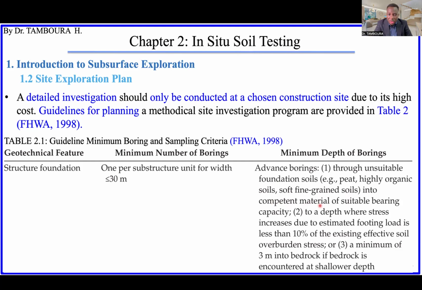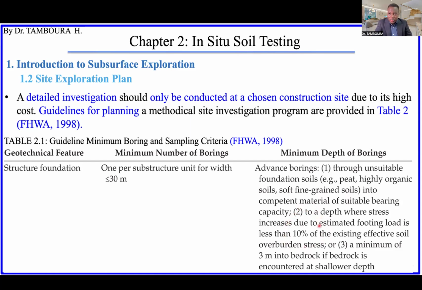Okay, disregard what is said in the requirement. Okay, second situation is the depth where the stress increases due to estimated footing load is less than 10% of existing effective soil overburden stress. Don't worry, we will see this one in detail in the following slide.